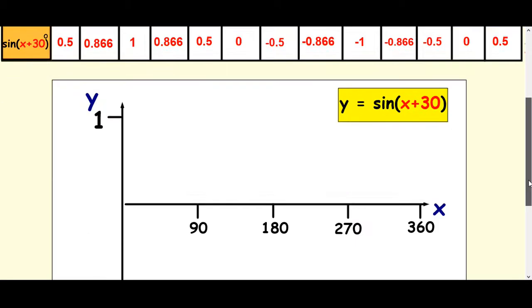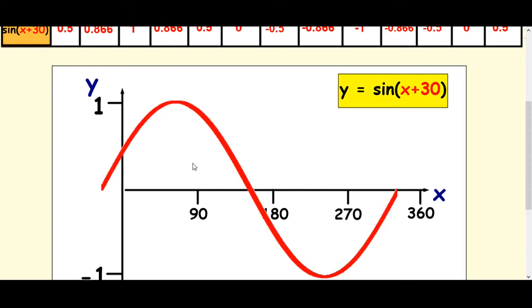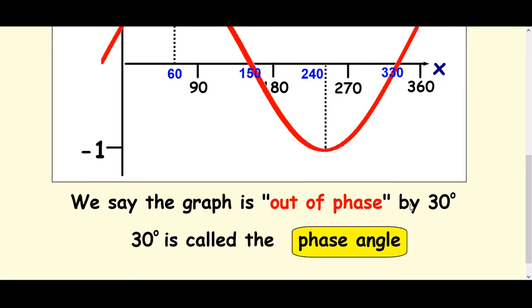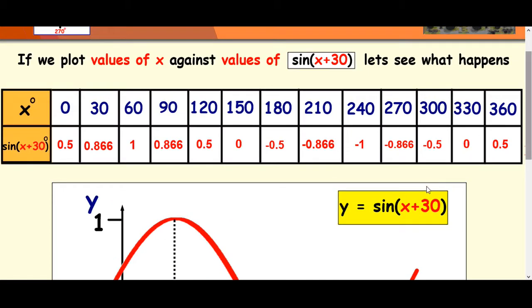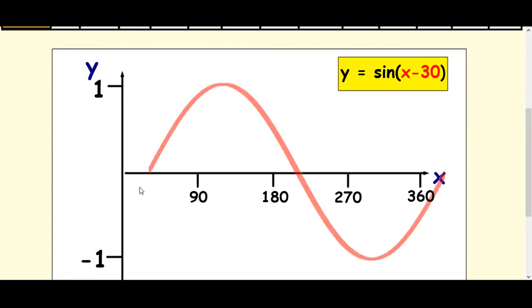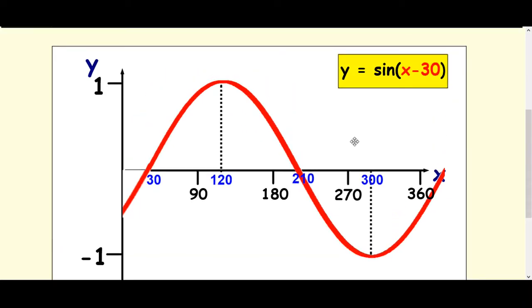Okay, so this thing here, the 30 degrees, is actually what's called the phase angle. I'll just put them in there. We say the graph is out of phase by 30 degrees, and that's what's called the phase angle. A plus 30 actually moves it back 30 degrees, and a takeaway 30 actually moves it forwards 30 degrees, which is kind of strange to think about, because you think a takeaway 30 would move it back, but it doesn't. It does it in the opposite direction.